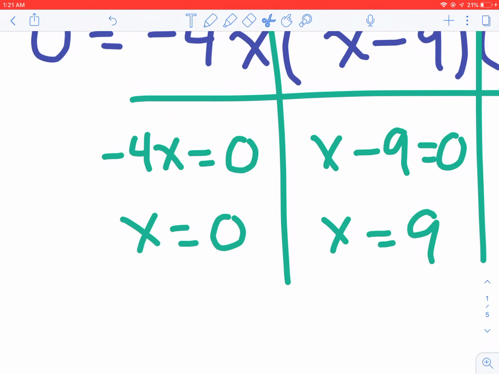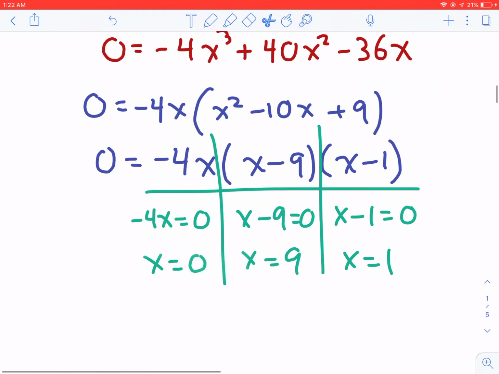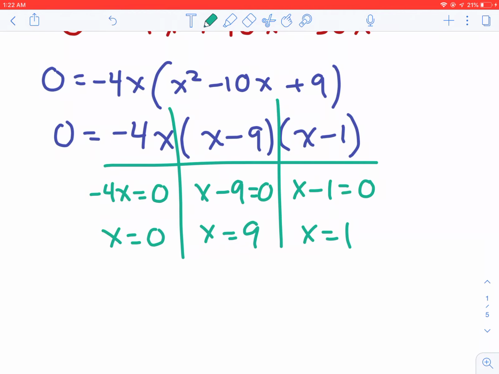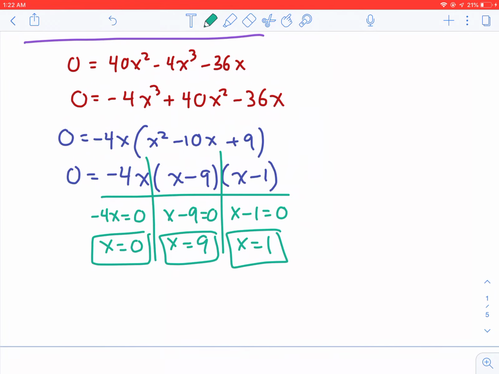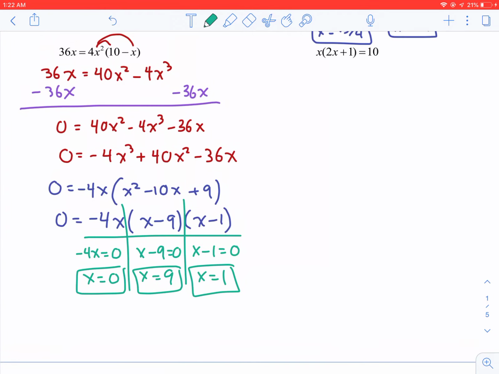Right, on this first one, sometimes people have a little trouble getting x equals 0. All we're doing is you can divide both sides by negative 4. Or even easier, just think about it. Negative 4 times what is 0? Yeah, negative 4 times 0 is 0. So we get these three solutions. That was definitely a challenging problem.